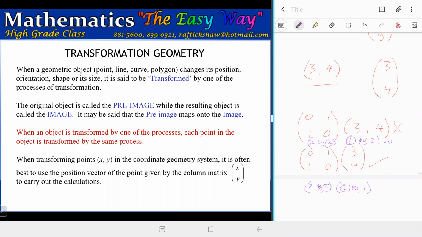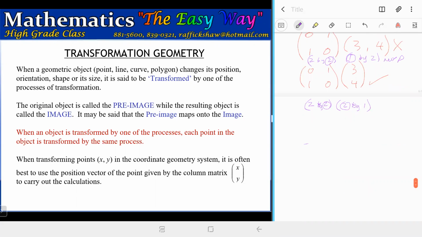Not possible. And that's why when we're doing calculations with points and vectors, and also in transformation, we use the points as column vectors. That's what we call a column vector. So if we're doing a calculation at the point (-1, 6), we use a column vector for the calculation: (-1, 6).